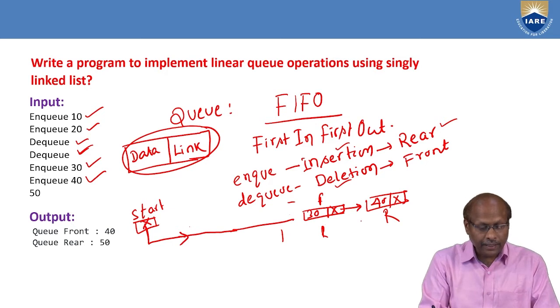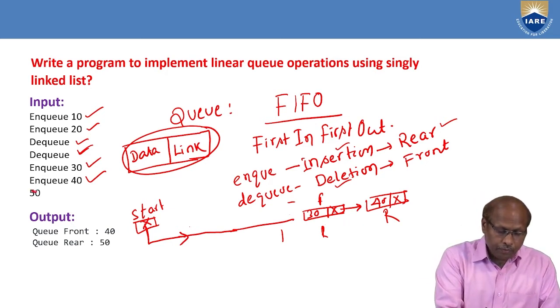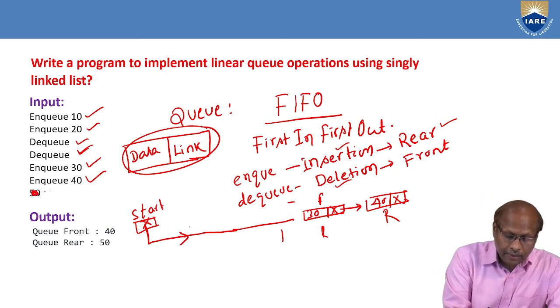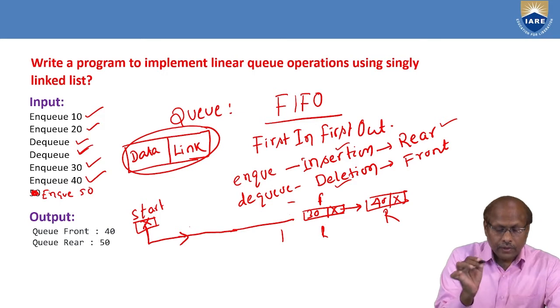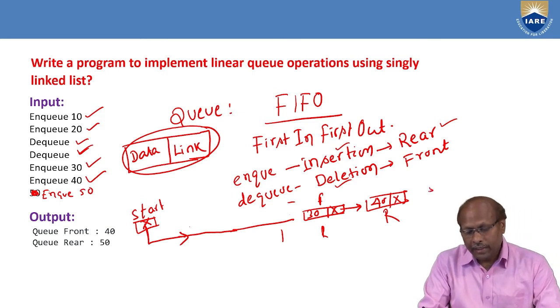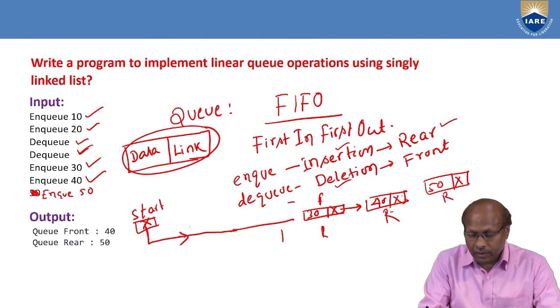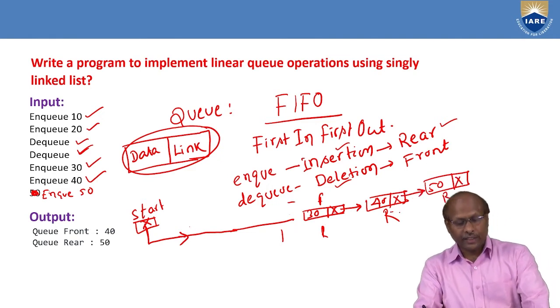Display the data. So assume I will again NQ 50. So now 50 will be inserted at the end and the rear is moving forward. So currently 3 nodes are there.